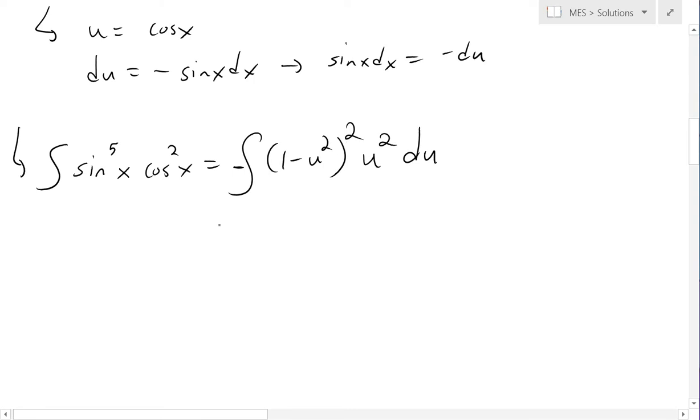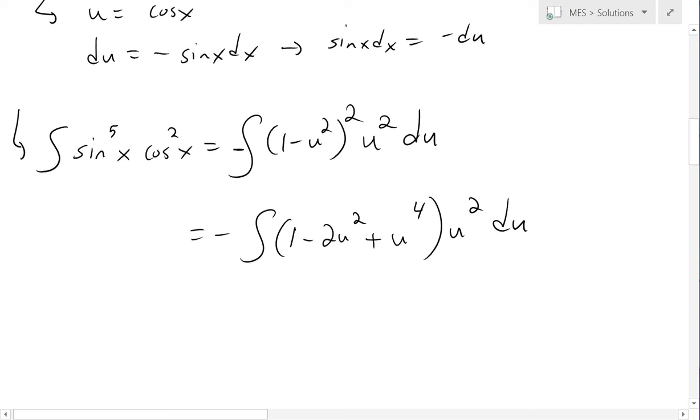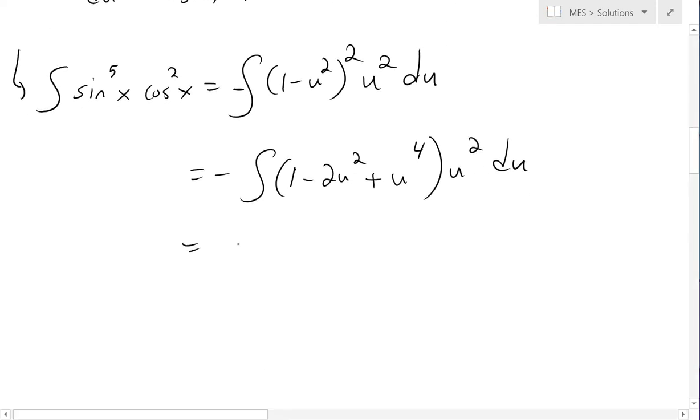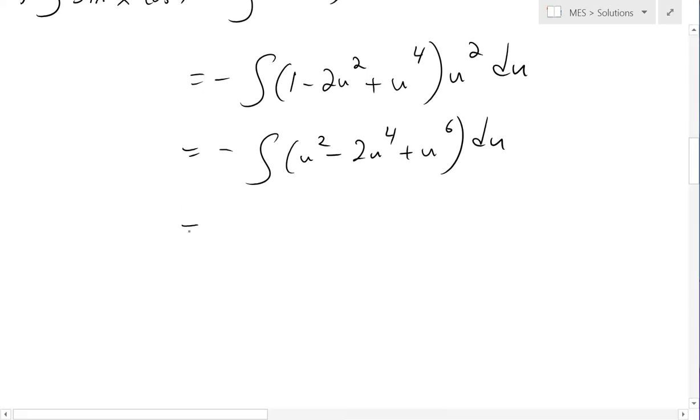Now we can expand this out. Multiply this out: 1 times 1 is just 1, 1 times negative u squared is negative u squared, and again you'll have a second term, so just add those up. Then negative u squared times negative u squared is just u to the power of 4, all times u squared du. Now we multiply this inside, so we'll have a negative, and this is going to be u squared minus 2u to the 4 plus u to the 6, du.